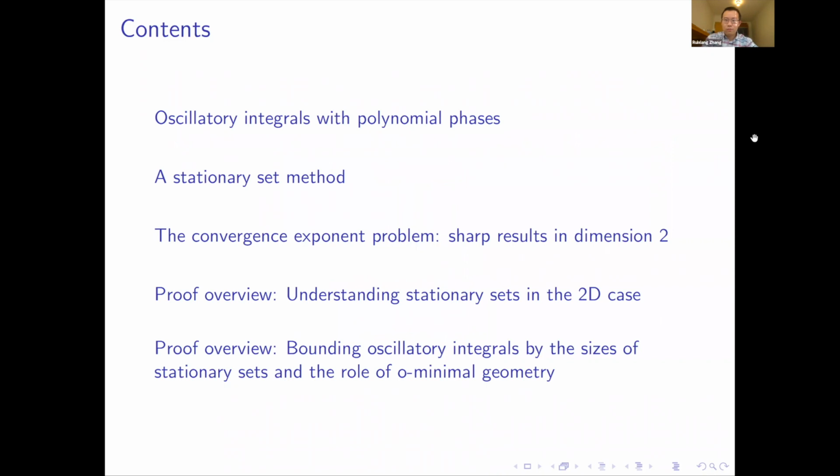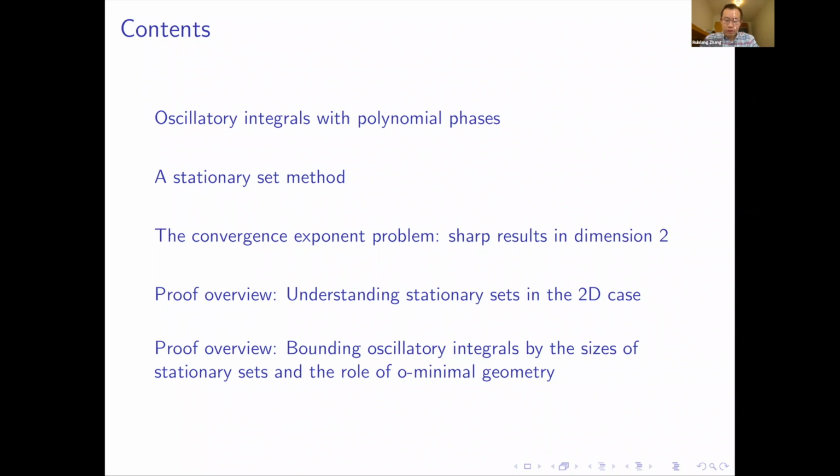So here is my plan of the talk. As you can see, we will first review some relevant background about oscillatory integrals, and then describe what our method is, the stationary set method, as we call it. And then we'll describe one application, which is the convergence exponent problem in Terras's problem, and we use this method to get sharp results in dimension 2.